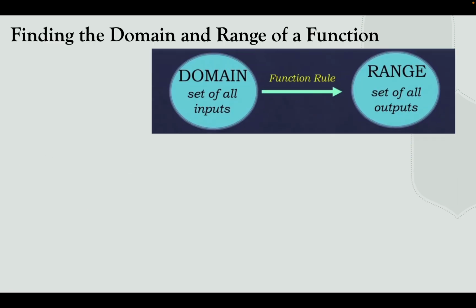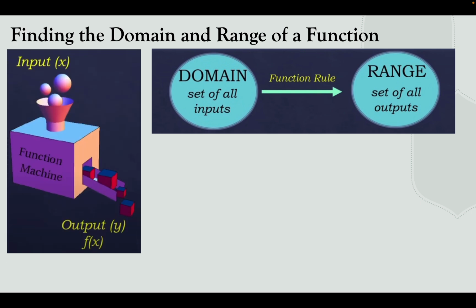Now, in function notation, we say that the domain is the set of all inputs. That means that is the value of your x. The domain is also defined as the independent variables. When we transcribe it into the function rule, the range is the result, the set of all outputs. Again, the domain is the input. Using the function rule, the range is the outputs.